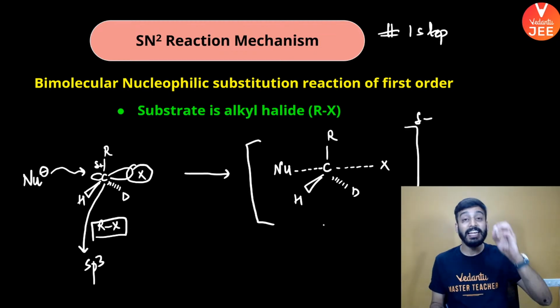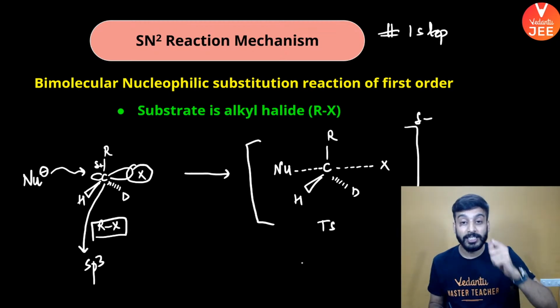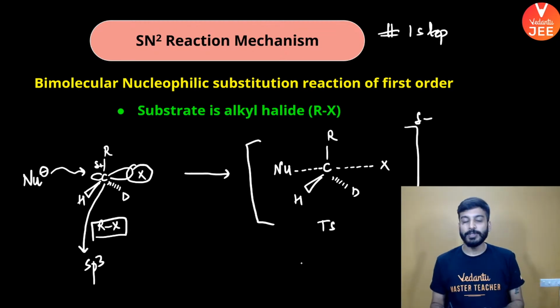This is a highly unstable species. We call it as transition state. What do we call this? We call this as transition state. Highly unstable species, right?